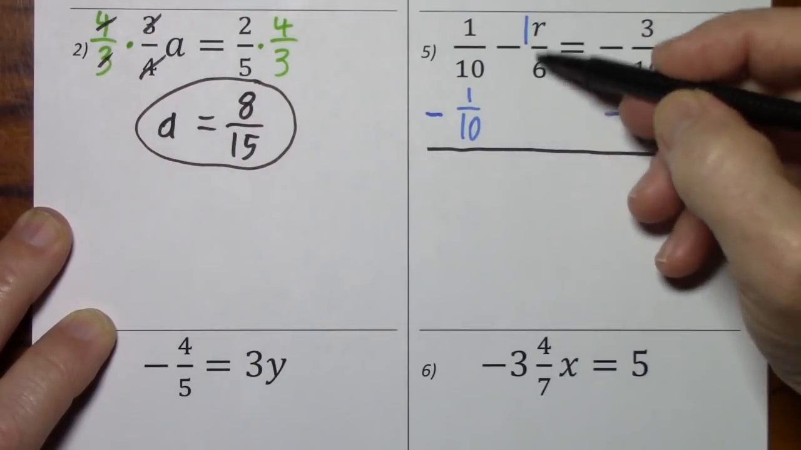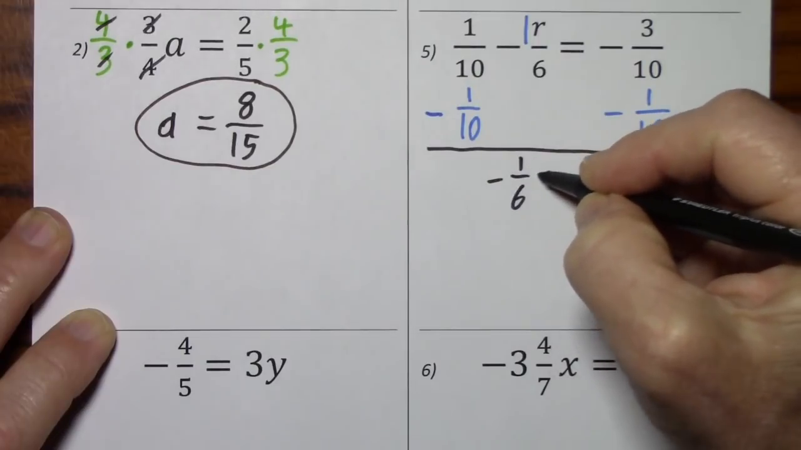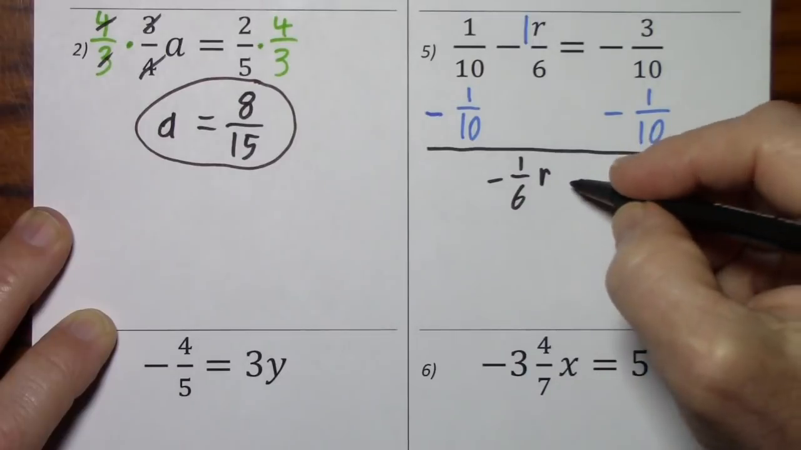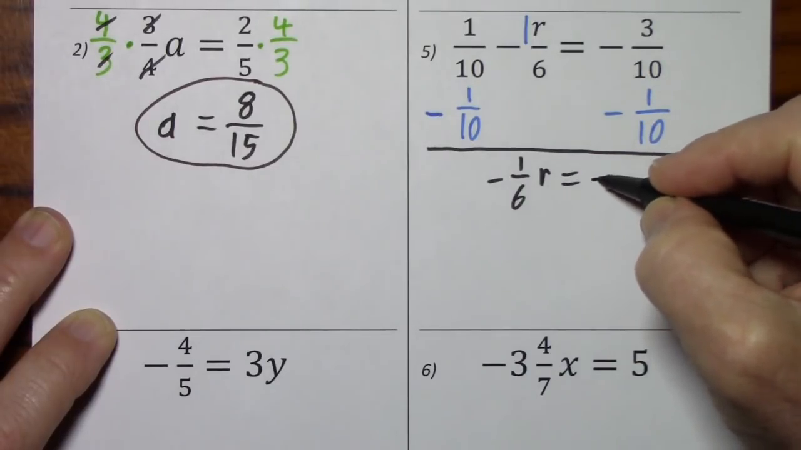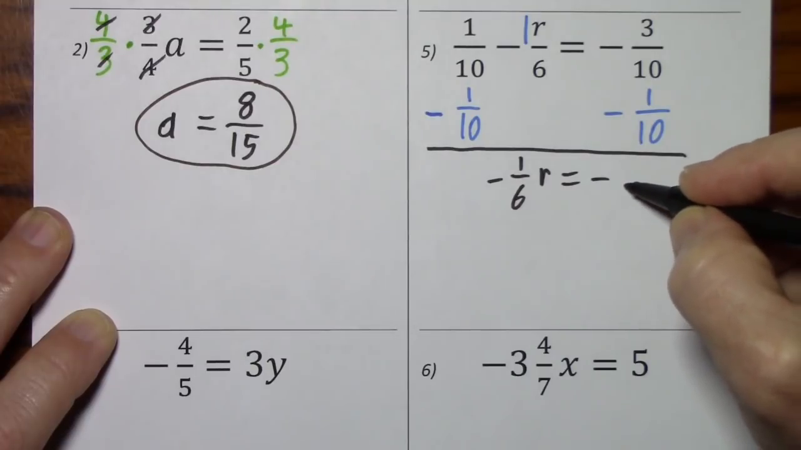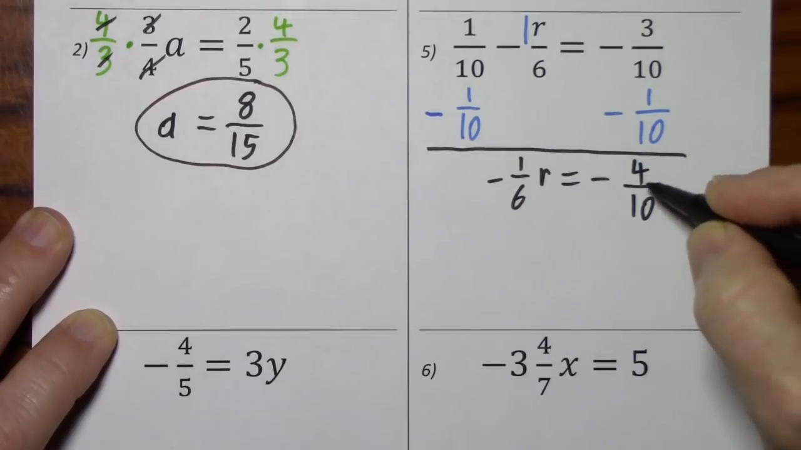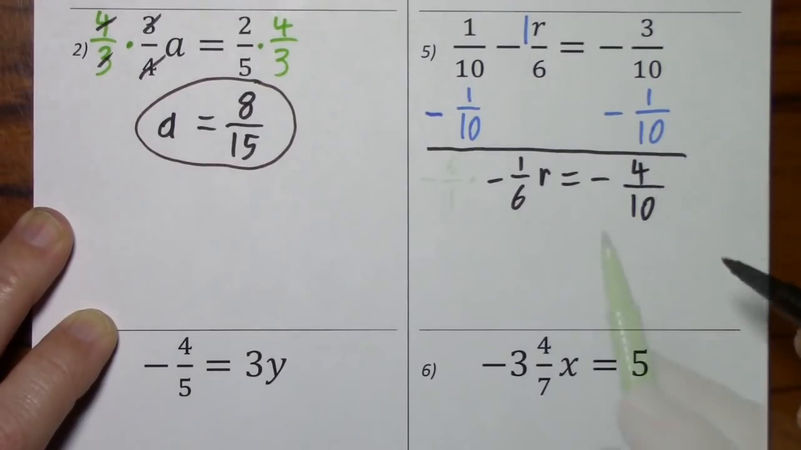That's a 0. Don't have to write it. I'm going to write this as negative 1/6 with r on the side, just because for me it's a little bit easier to read that way. And here the signs are the same, so we add. And it gives us negative 4/10. I'm just going to leave it in this form, although I could reduce that.